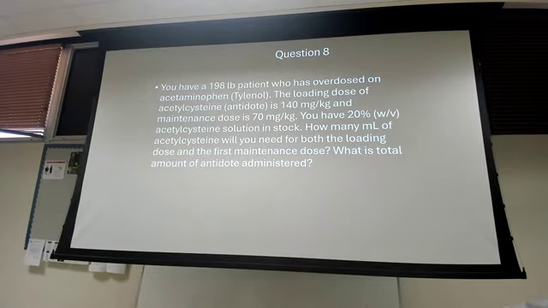Right, next we have a 198-pound patient who has overdosed on acetaminophen. The loading dose of acetylcysteine, the antidote, is 140 milligrams per kilogram, and a maintenance dose is 70 milligrams per kilogram. We have a 20% weight by volume solution in stock. How many milliliters of acetylcysteine will you need for both the loading dose and the first maintenance dose? And then what is the total amount of antidote administered?